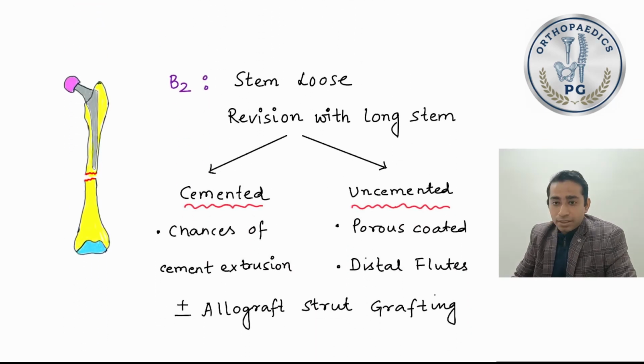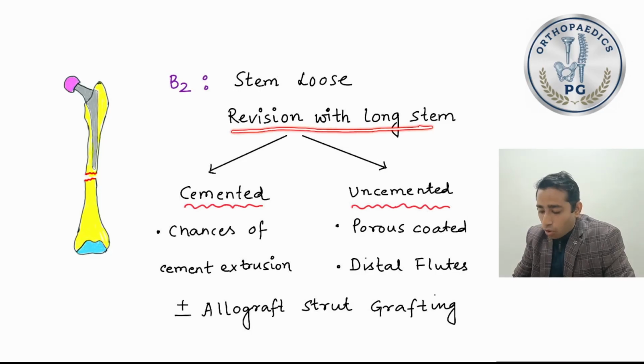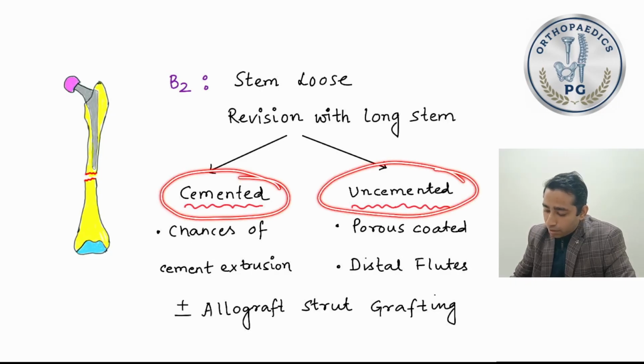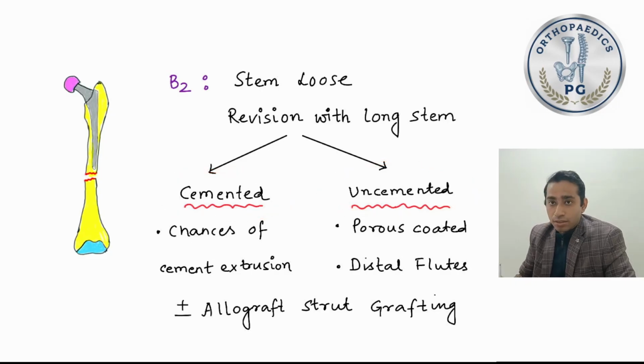In B2 type, the stem is loose, so we have to change the stem. Whenever the stem is loose, we have to change the stem, and revision with a long stem has to be performed. Now this can be a cemented long stem or an uncemented long stem. In cemented long stem, there are chances of cement extrusion. So before inserting this, the fracture has to be reduced and has to be held in place with some bone clamp or wires so that this cement extrusion can be prevented. In uncemented fixation, porous coated stems with distal flutes are preferred. This may be supplemented with allograft strut grafting.